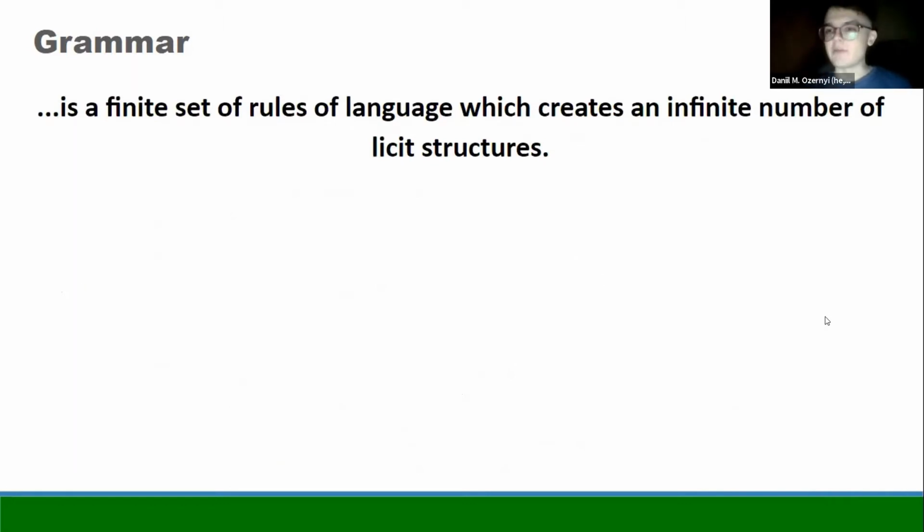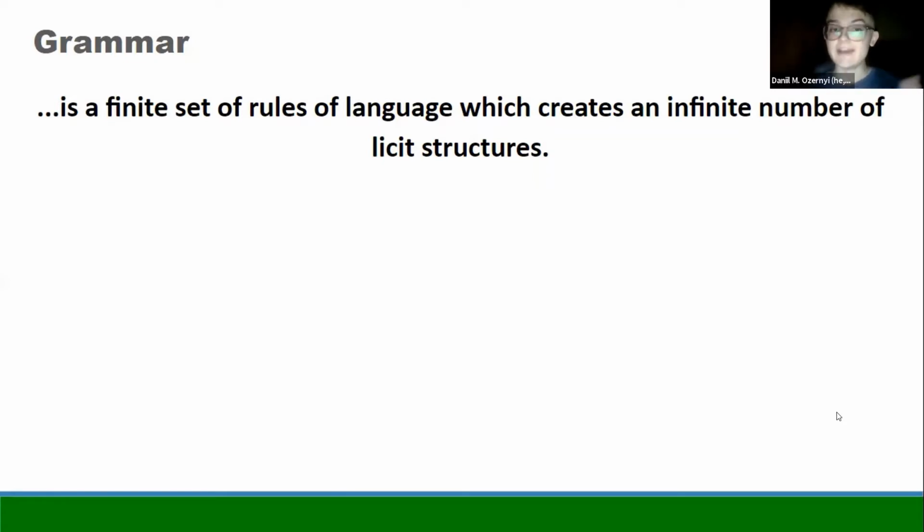What is grammar? And we will start with something we didn't do with vocabulary, but that's really important. So what is grammar? Grammar can be defined in multiple ways, which we'll see. Grammar, in my description, is a finite set of rules of language which creates an infinite number of licit structures. Licit meaning correct, right, grammatically correct. So those are rules. Grammar of language, they are rules.